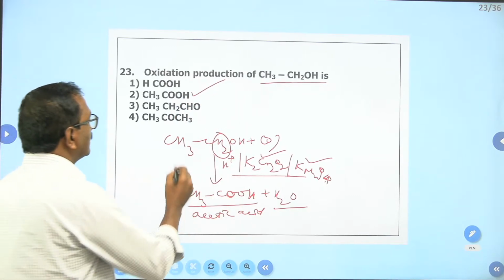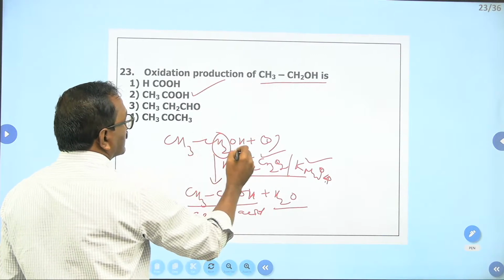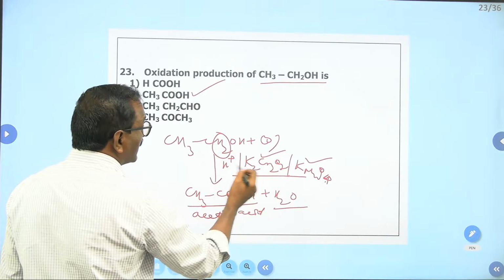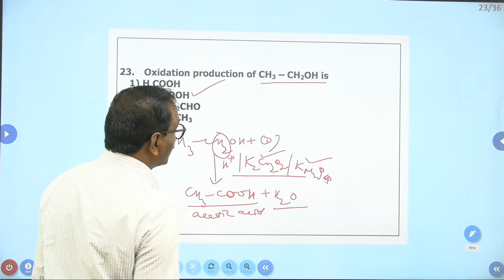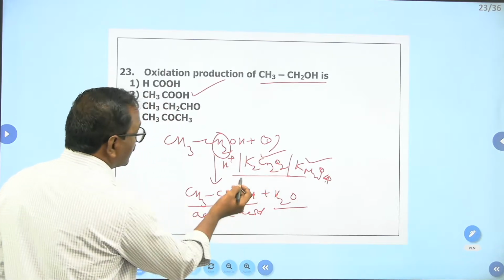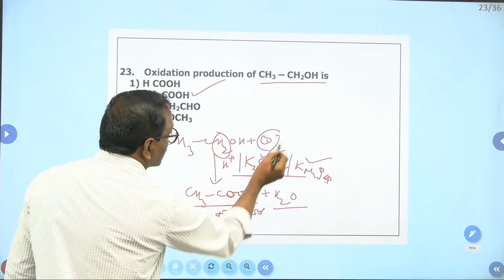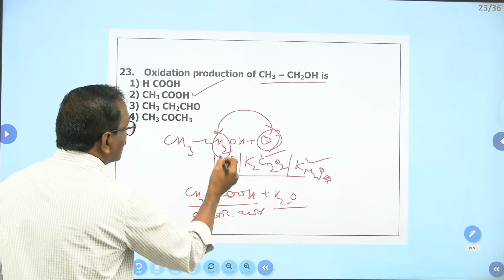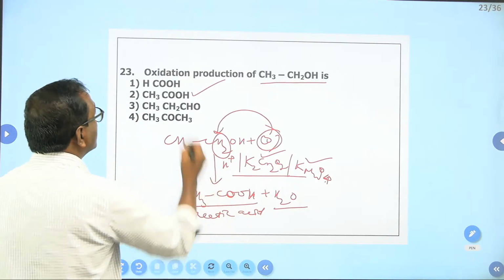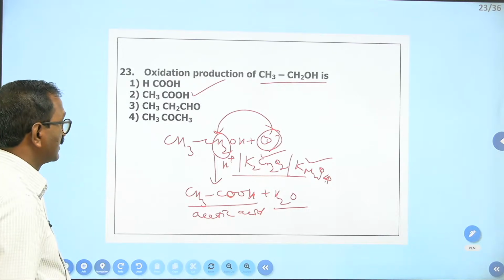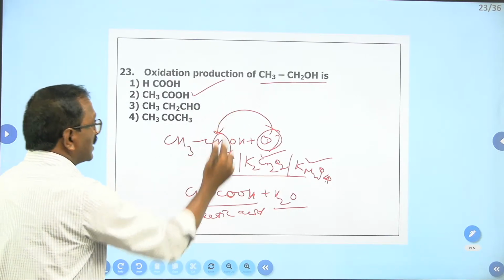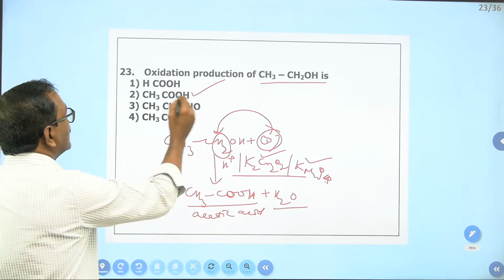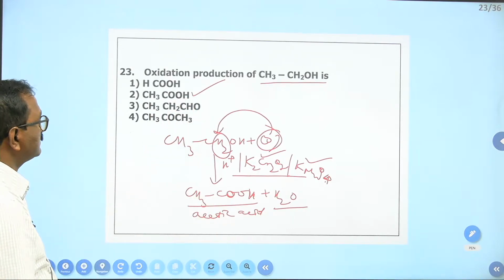I repeat once again. This is the ethyl alcohol. This is an oxidation by using either acidified or alkaline medium of potassium dichromate or potassium permanganate as the oxidizing agent. Normally, the oxidizing agent supplies oxygen, which is responsible for the removal of hydrogen. Then in place of hydrogen, oxygen atoms are added. Hence, it is called oxidation here. The oxidation product of ethyl alcohol is acetic acid. The molecular formula of acetic acid is CH3COOH.